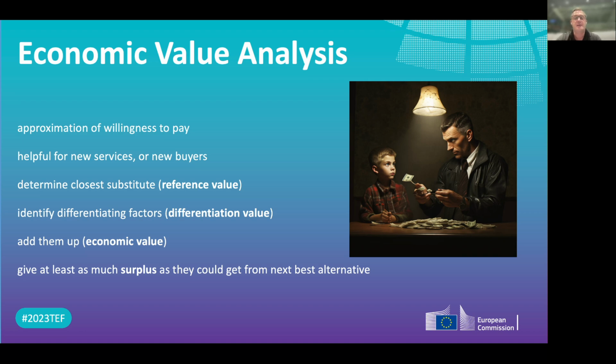So in simplified 3 steps, we take the reference value, we determine the closest substitute, what they already use so far. We determine or identify the differentiating factors. How does your service compare? Is it better? Is it cheaper? And we add them up and we arrive at the economic value of that service. And of course, you have to give your customer at least as much surplus as they would get from the next best alternative.